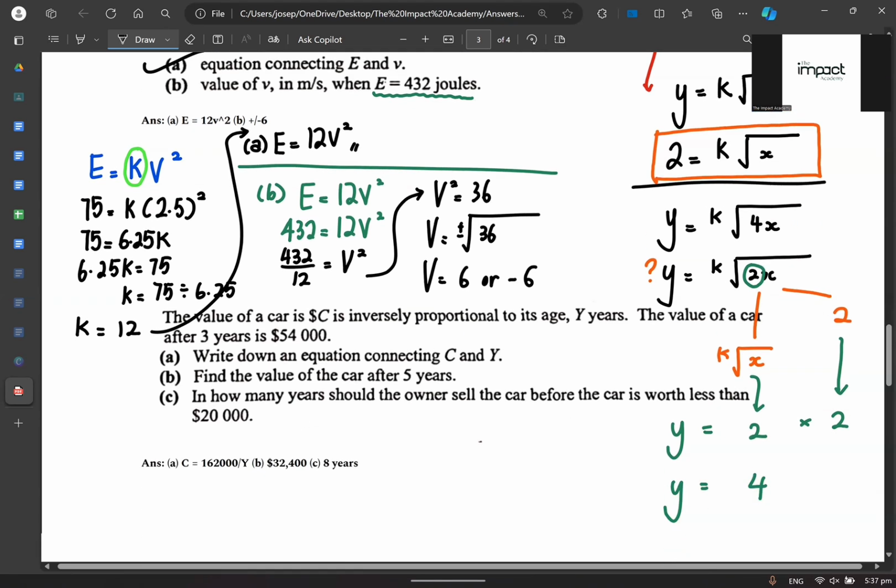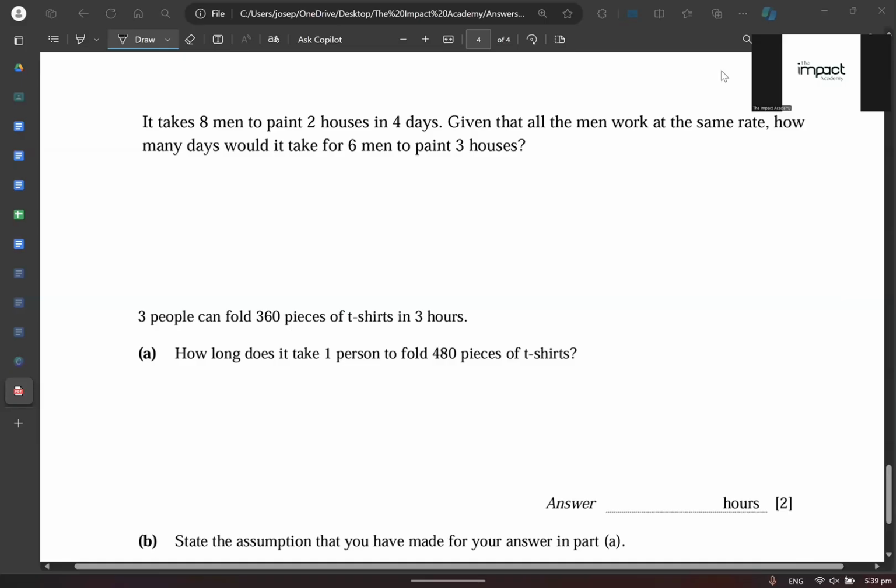Okay, so that's how you would do a question like this. Now it takes how many men? 8 men to paint 2 houses in how many days? 4 days. So men is 8, houses will be 2, days will be 4. Does that make sense? Given that all the men work at the same rate, how many days? That becomes my X. How many men? 6 men. So we write 6 men.